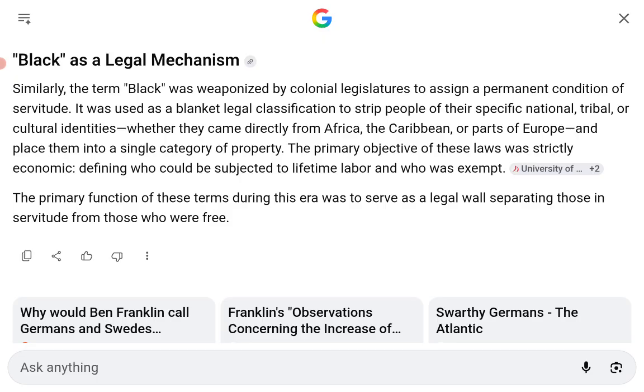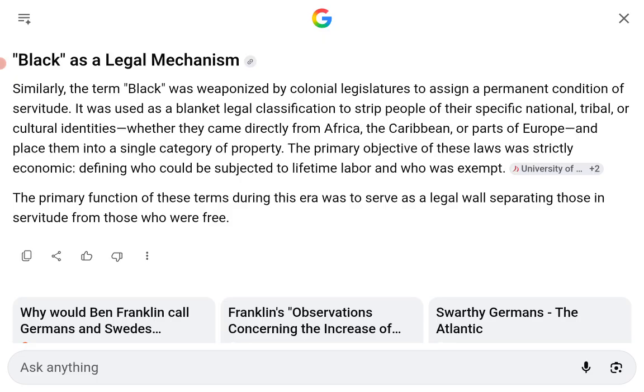If you came from Africa as an indentured servant and you came into the America because you had an indentured contract on you, that indentured contract floated over into the Americas, right? So you would be considered black socially, because black just meant you were in servitude. Black, and similar terms for black, was weaponized by colonial legislation to assign a permanent condition of servitude.